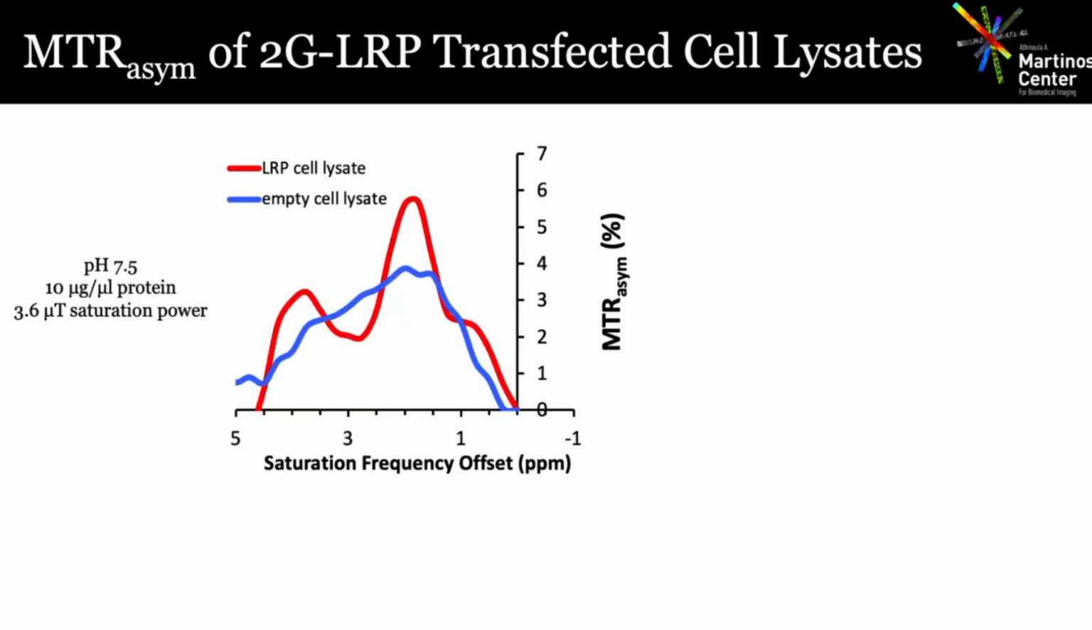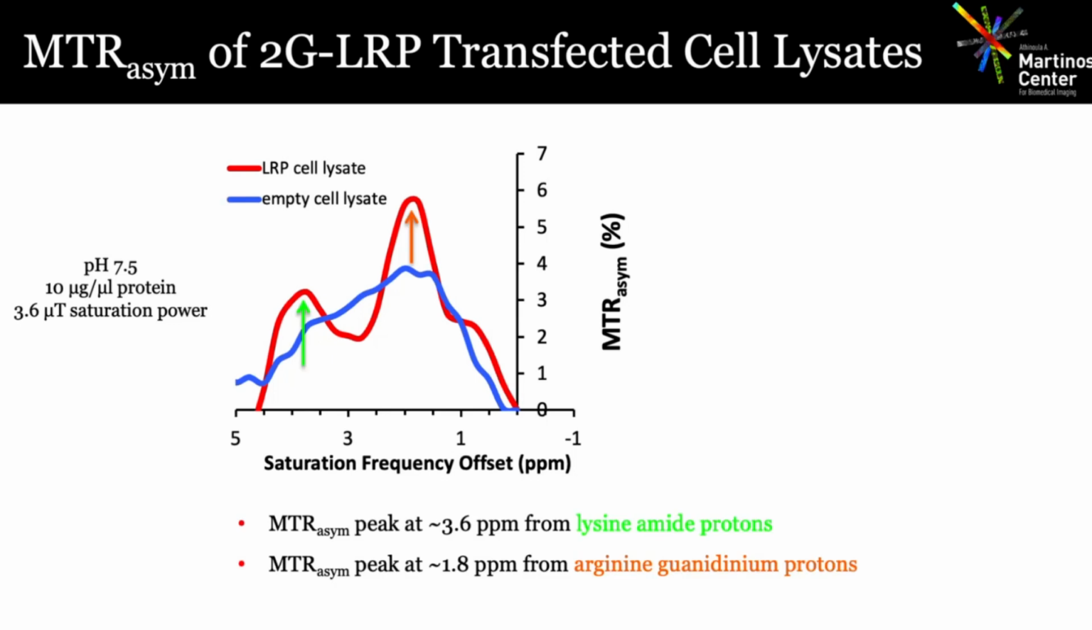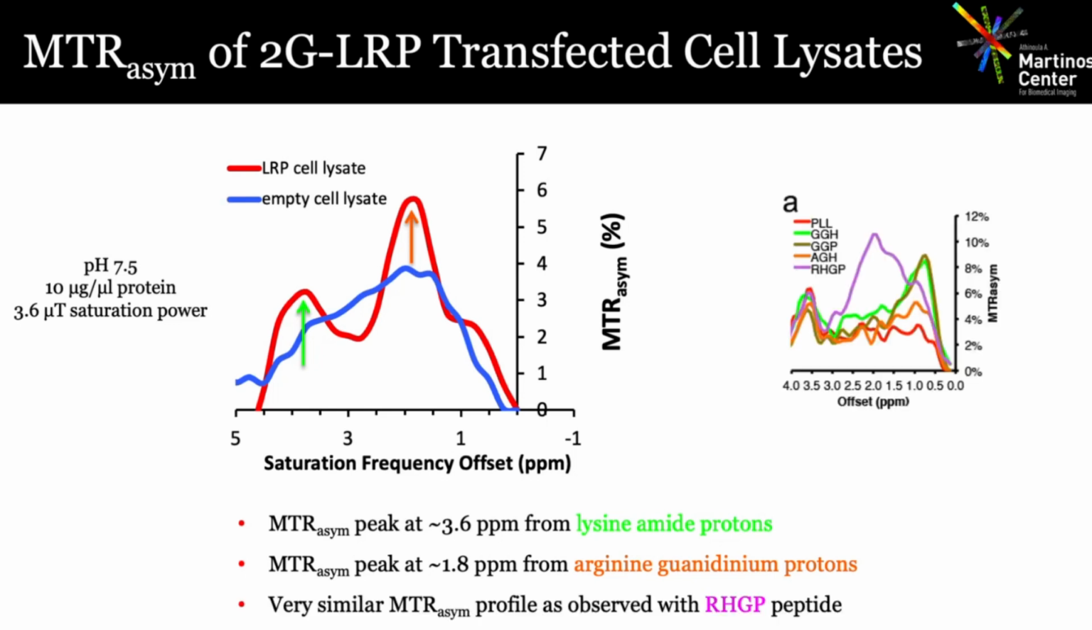So this is just the new reporter in a cell line. And then we took cell lysates. In red, you can see, because we now have arginine, you get these guanidinium protons that resonate around 2 ppm. And then these are the amide protons. And so it's increased in the cell lysates. And very similar to that, if you look at the peptides, this RHGP peptide with the arginine, you can see the same peak at around 2 ppm.